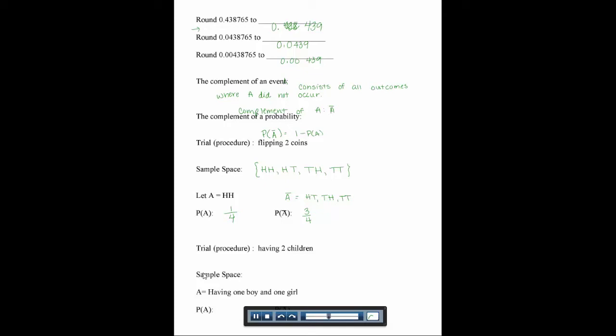Now, we could talk about having 2 children. In our sample space, if we're talking about boys or girls, well, we could have a girl, then a boy. Or we could have a girl and another girl. Or we could have a boy, then a girl, or a boy and a boy. So if our event is having 1 boy and 1 girl, it doesn't matter what order they're in. There's 2 different ways that can happen. So 2 out of 4, which is the same as 1/2. Now the complement of that would be having 2 girls or 2 boys. And we know that's 1 minus 1/2, which is the same as 1/2.